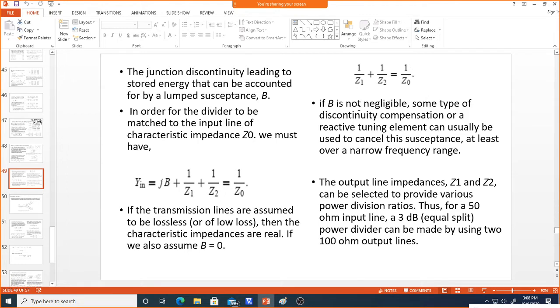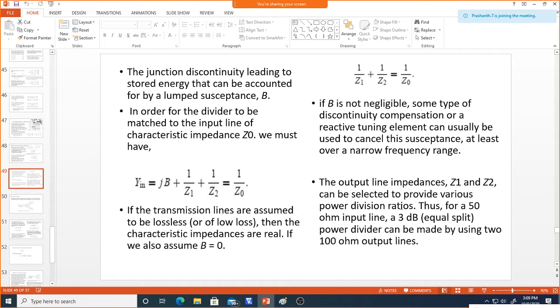As I said, if B is not negligible, then there is a discontinuity, and some reactive tuning elements need to be added to cancel that susceptance. Even with reactive tuning elements, it won't work over a wide frequency range, only over a narrow frequency range. Now the output line impedances Z1 and Z2 can be selected to provide power division ratios. According to Z1 and Z2, the power is going to be divided.